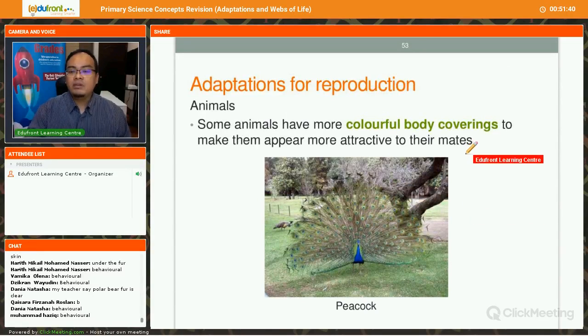Some animals have colorful body coverings to make them appear more attractive to their mates. Right? So remember, animals adapt not only to find food or to escape from predators, but they also have certain adaptations for reproduction. And we know that reproduction is important for all animals because if no reproduction takes place, the animals will become extinct, right? So animals reproduce to ensure survival of their own kind. The peacock here has very colorful body coverings, and many animals have very colorful body coverings to make them more attractive to their mates.